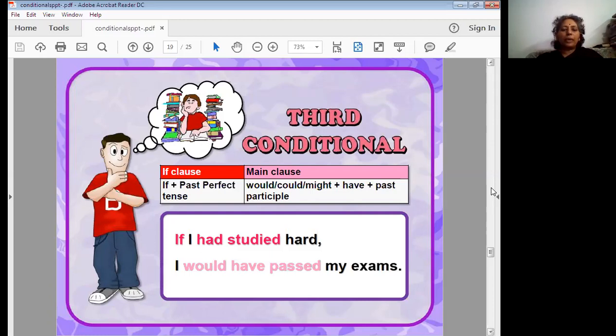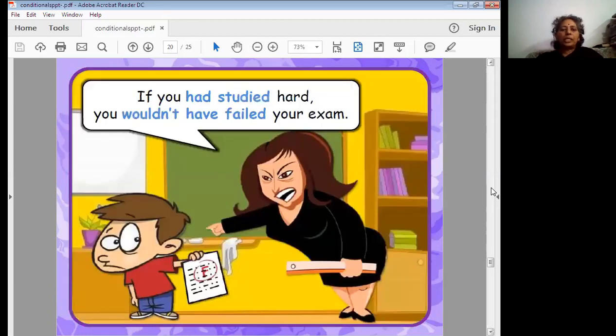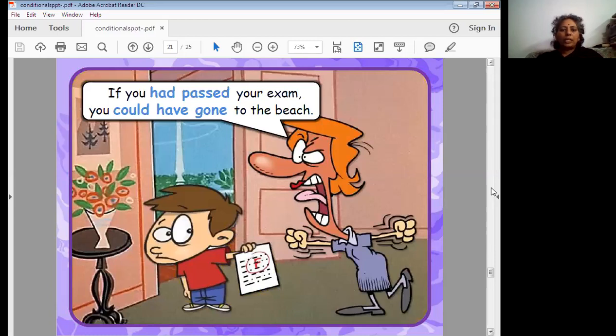See the sentence, if I had studied hard, I would have passed. Here, the third form of the particular word is the past participle. Next, if you had studied hard, you wouldn't have failed your exam. If you had studied, had plus third form, you wouldn't have failed. If you had passed your exam, you could have gone to the beach.